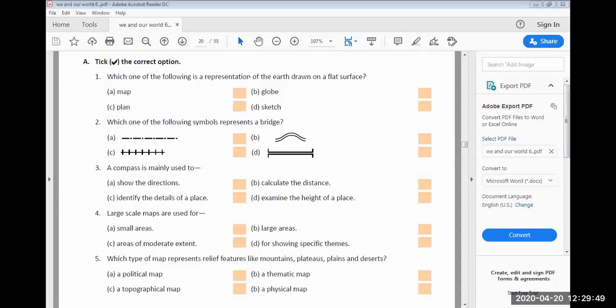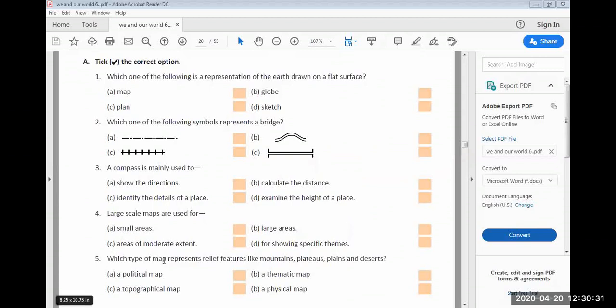First answer map. Second answer is D part. A compass is mainly used to show the direction. Very good, Jia. Large scale maps are used for small areas. Very good, Mridul. Big hand for Mridul. Very good, small areas.